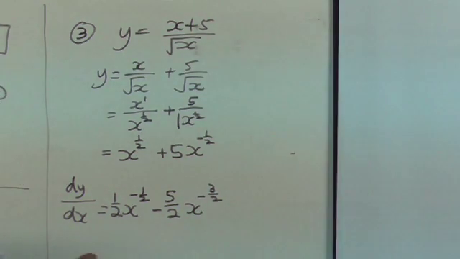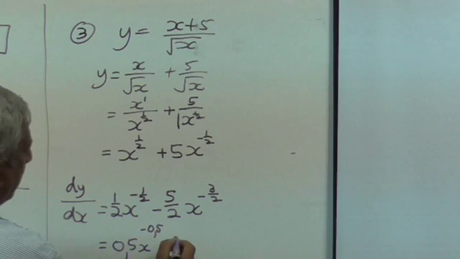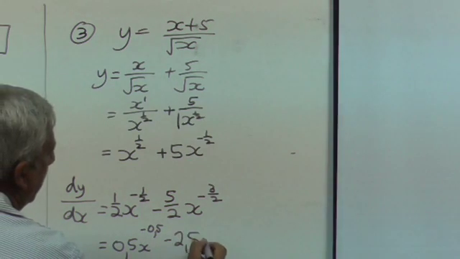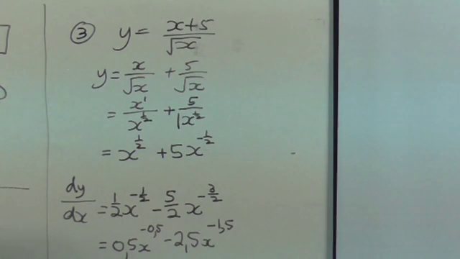This answer could also be written as 0,5x to the negative 0,5 minus 2,5x to the minus 1,5, just in case you converted them into decimal fractions. Alright, so if you left it in fractions, that's your answer. If you brought it to decimal fractions, that's your answer.